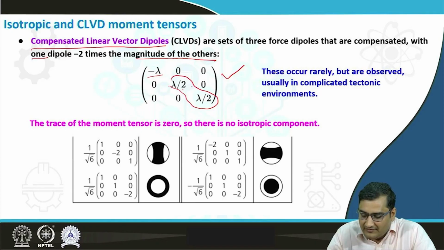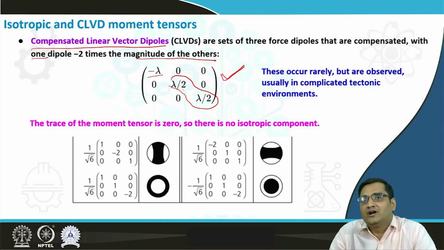That means lambda by 2 and lambda by 2, and this is basically known as the CLVD, the compensated linear vector dipole. If you have any other moment tensor, something similar to this, where the diagonal elements have the property that one dipole is negative 2 times the magnitude of the other two, then you can say that is a compensated linear vector dipole.